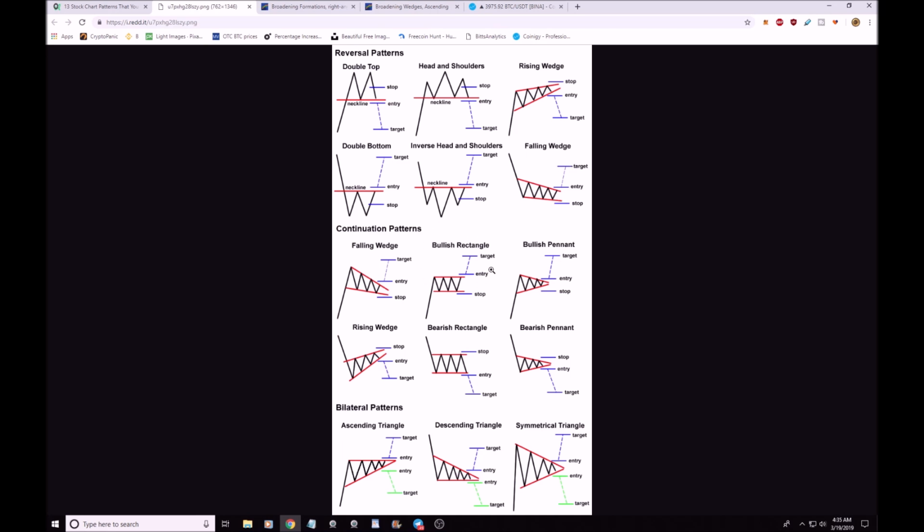This is a bear flag. They call it a bullish rectangle. Bullish pennant is a bull pennant. They again break to the upside. It tells you where to buy, what your target should be.